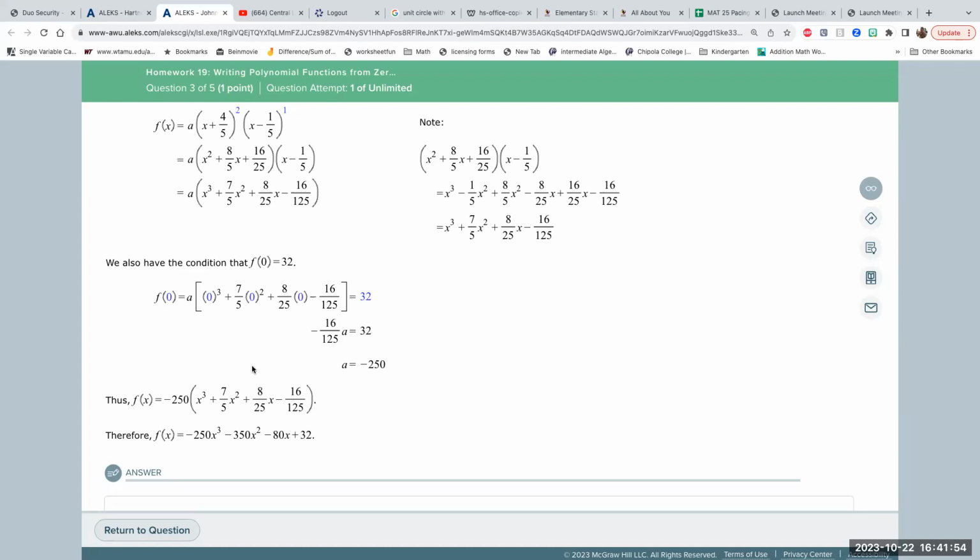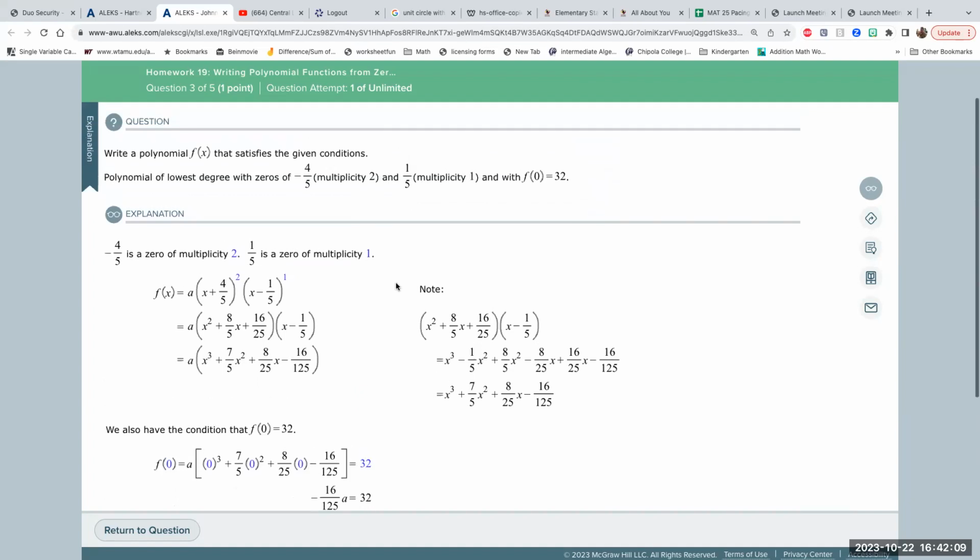All right, so that -250 goes in the front, and then you just distribute it, right? You'll get some canceling going on, and that's where you have this. All right, so again, don't let fractions mess with you. All right, next problem, what do we have?